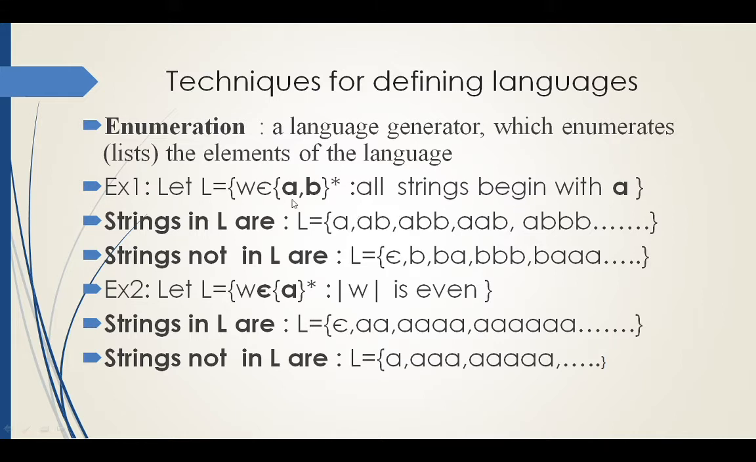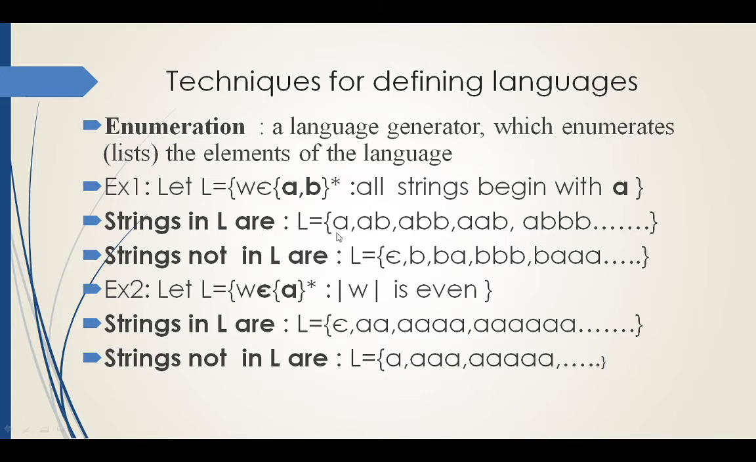By a statement. Here is one example we had considered: let L equal W, a string which belongs to A or B symbols. These A or B can occur 0 or any number of times in the string. What condition did they give here? What strings should be there in the language? All strings begin with A. The alphabets of the strings are A and B, but another condition is that the string should begin with A only.